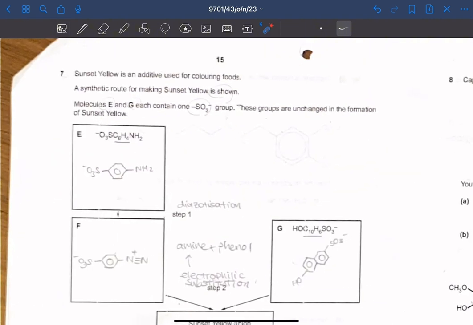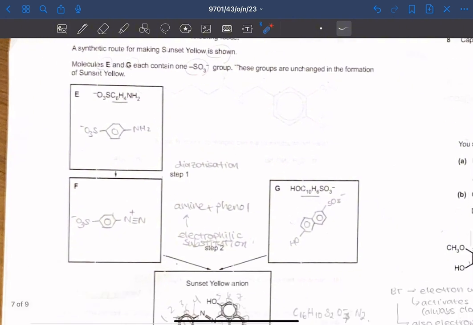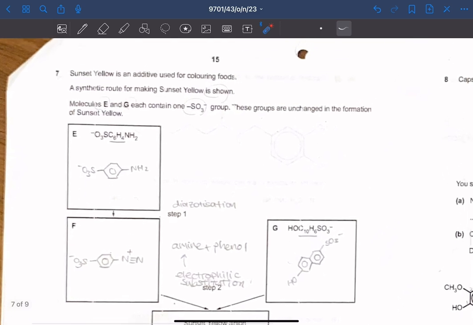Sunset yellow is an additive used for coloring foods. A synthetic route for making sunset yellow is shown. Molecules E and G each contain one SO3- group. These groups are unchanged in the formation of sunset yellow.